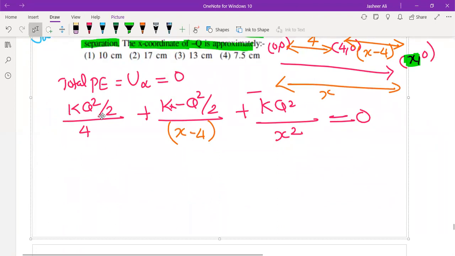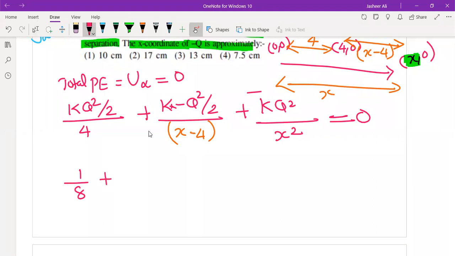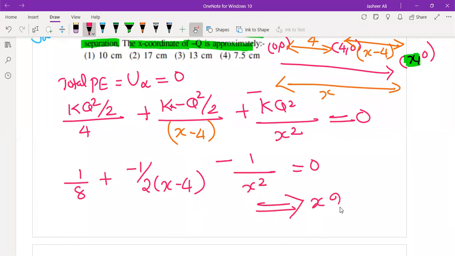Now we need to simplify this. What I am going to do is divide everything by k q square. When we divide, what remains here is 1 by 8, plus minus 1 by 2 times (x minus 4), and minus 1 by x square equal to 0. You simplify this. The question asks for the x coordinate of minus q, approximately. Can you solve it and tell me the value of x? Please do it.